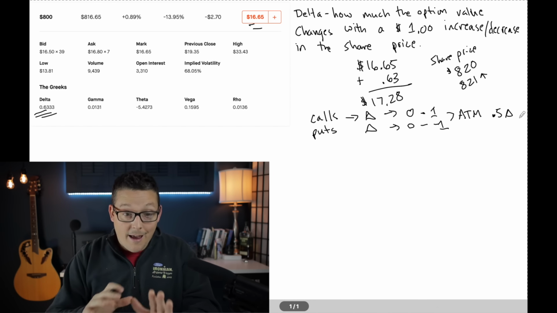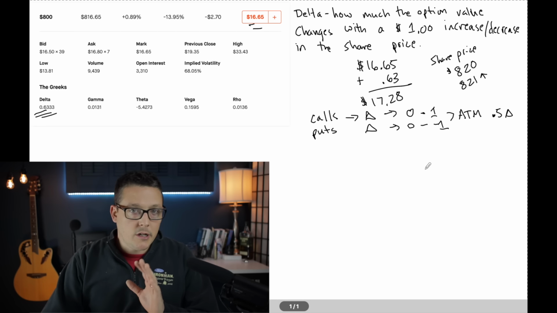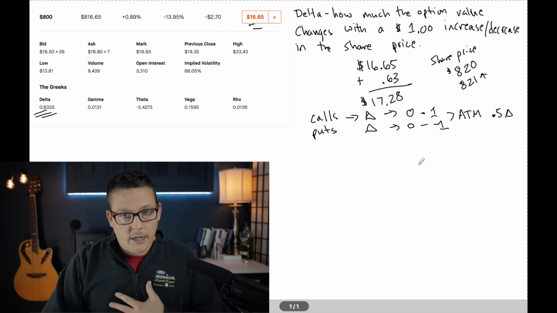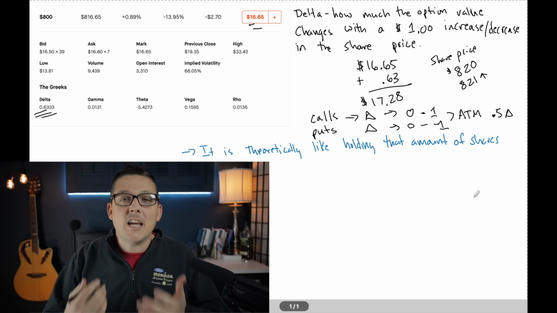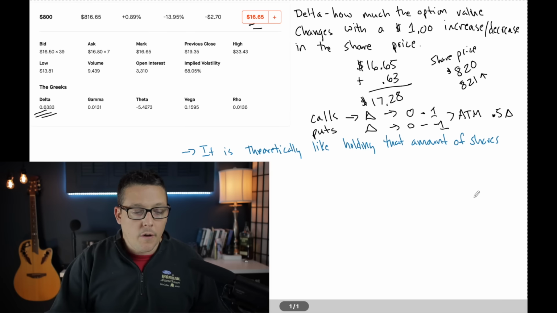And we'll see that and the reasons for that in just a second as well. Now, I mentioned the difference between the textbook definitions and theoretical things that we know. Here are some theoretical things that delta tells us. So here's one thing I tell people all the time and they just do not understand. It's theoretically like owning that amount of shares. And here's really what that means.